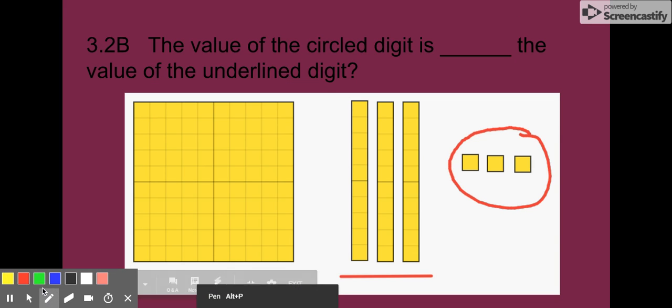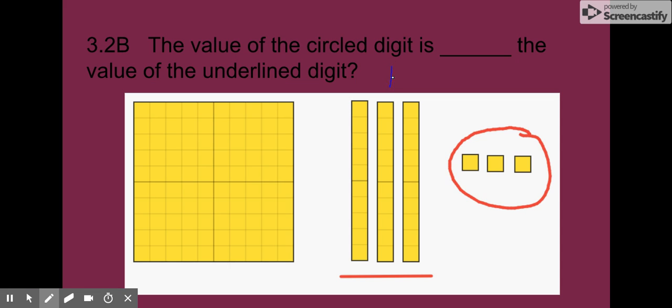Hi, for our last video tonight, we are going to look again at 3.2b, which is number relationships. And let's go ahead and read our problem together. It says, the value of the circled digit is blank the value of the underlined digit. Here are your options. It's either going to be 10 times, or it will be 1/10.